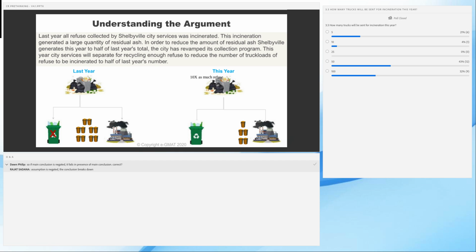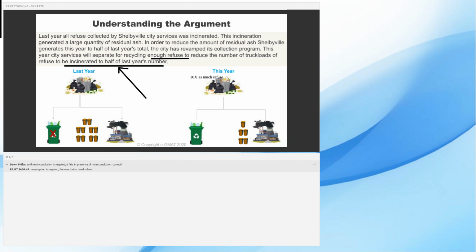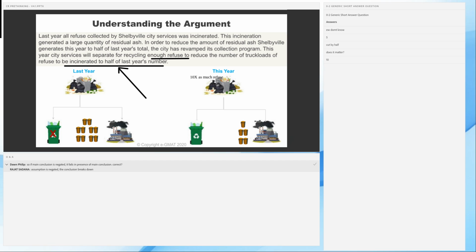Let's read this line. This year, city services will separate for recycling enough refuse to reduce the number of truckloads to be incinerated to half of last year's number. What this is saying is that regardless of how much refuse is collected, I'm only going to send half as many trucks as were sent last year. Is that clear? Can you see the visualization and the translation of that visualization into this? Even if you collect 10 times as much refuse, if you sent 10 trucks last year, you're going to send 5 trucks this year.